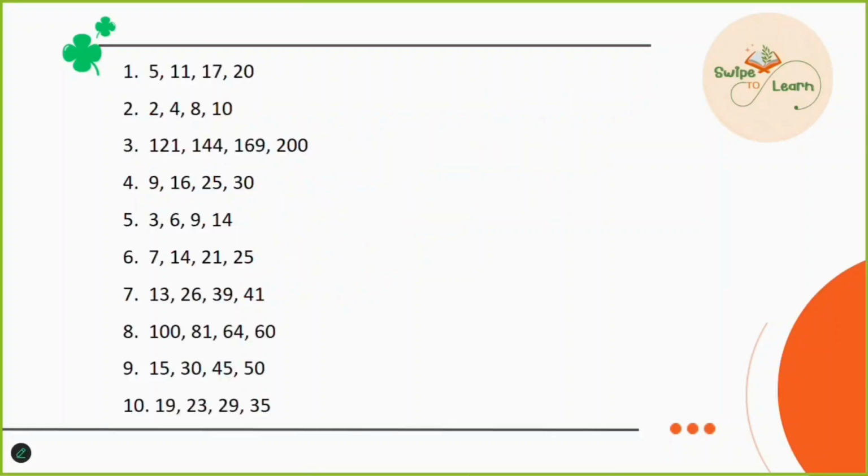Okay, starting with the first one, 5, 11, 17, 20. When we observe the numbers, 5, 11, and 17 are prime numbers, whereas 20 is not a prime number. So the odd man out is 20. Next, 2, 4, 8, and 10. All are even numbers and all are multiples of 2. But what's the difference?